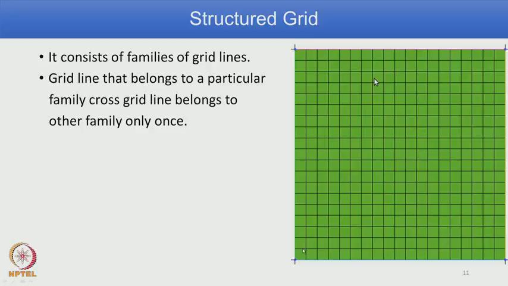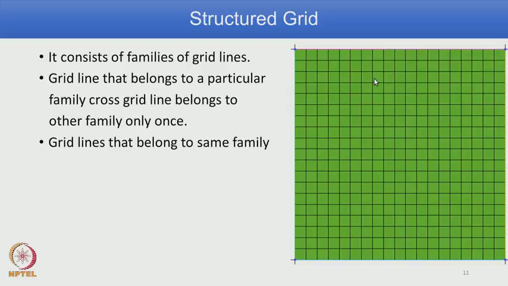For example, the same horizontal line may run through, but it will meet or cross another vertical line at some other location. Similarly, if you take any vertical line which belongs to one family, it crosses any other horizontal line at only one place. If you take this particular line, it crosses the horizontal line here, then if you go along the same grid line, at this location it meets a horizontal line at some other point. So, it crosses another family at only one location.